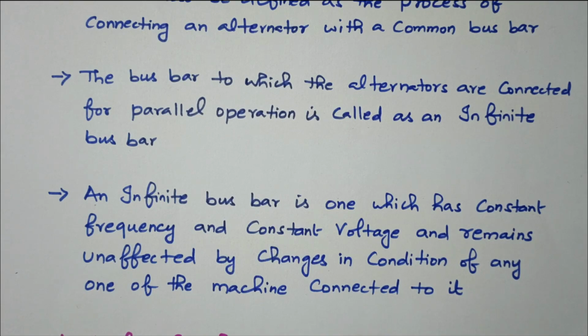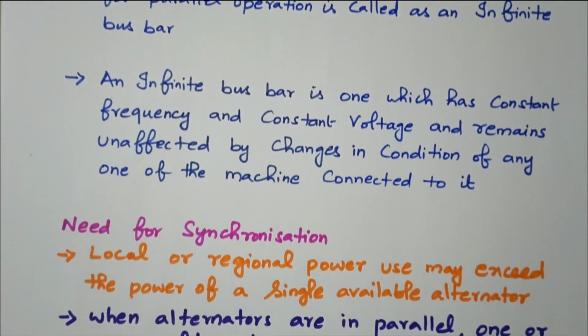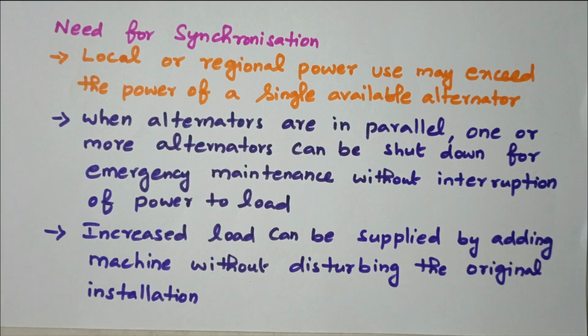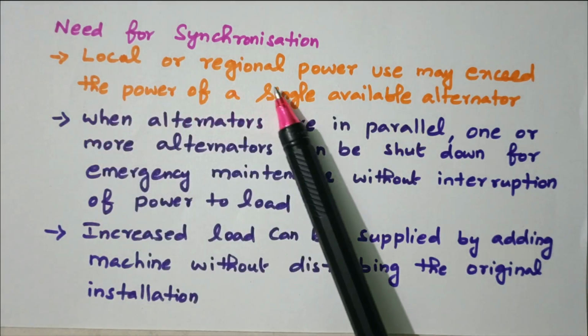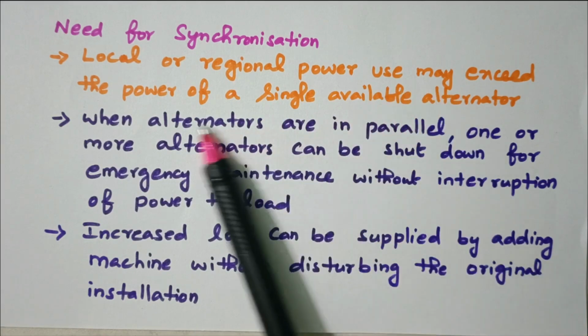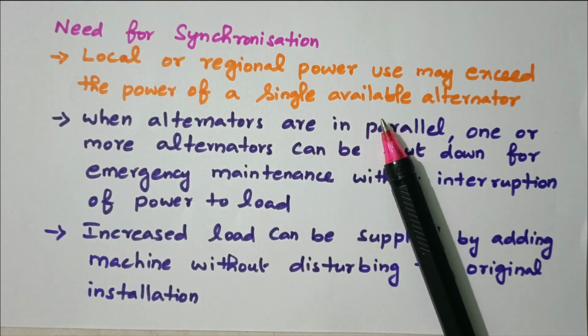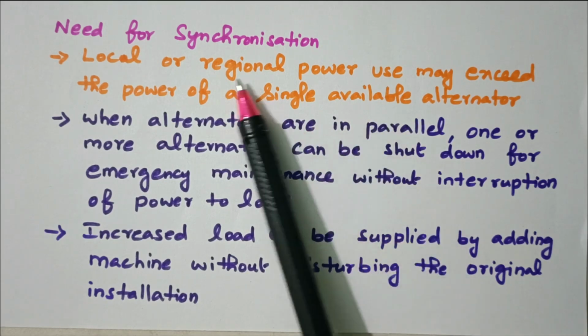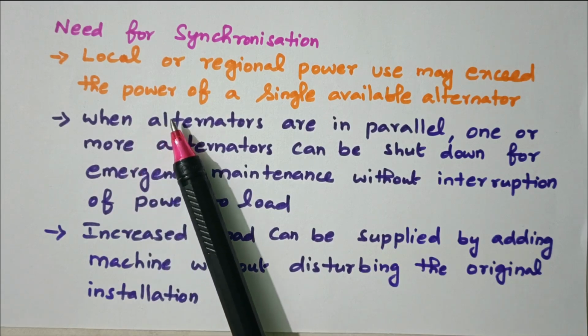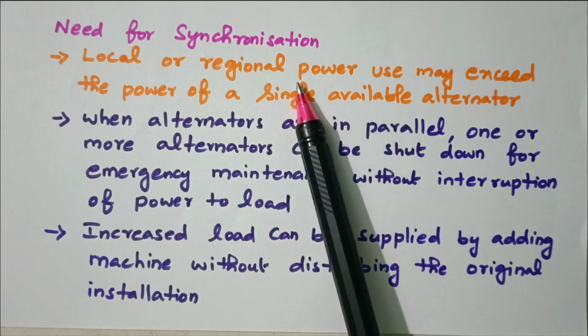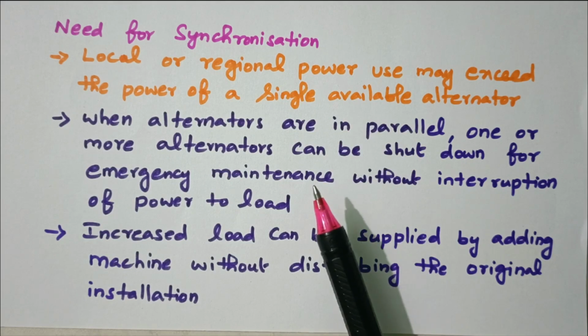Now we'll see what is the need for this synchronization. Why we are connecting more than one alternator into the bus bar. What is necessary for that? The first one is local or regional power use may exceed the power of a single available alternator. The alternator, we know, generates AC. It will give the supply to any regional or local place. So a single alternator is not enough to meet the load, so we need to connect more alternators into the bus in order to meet the power requirement. That is the first need.